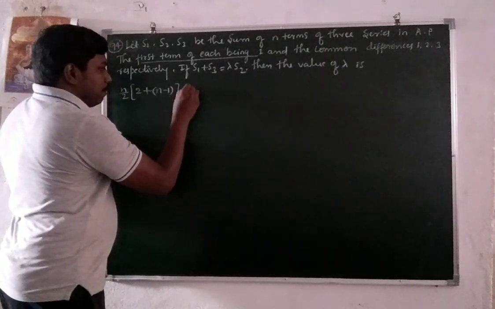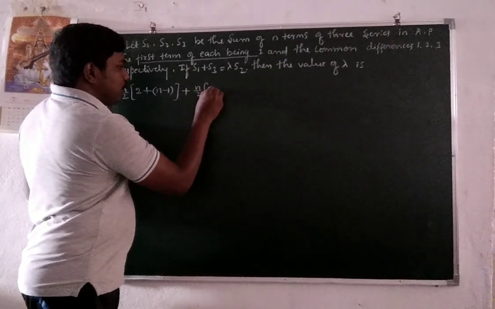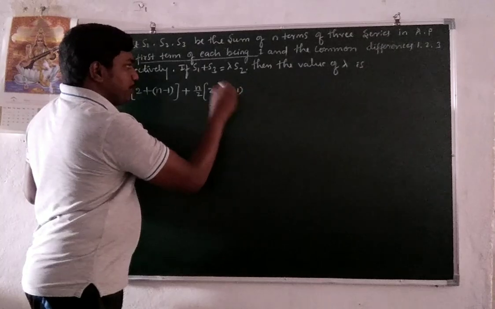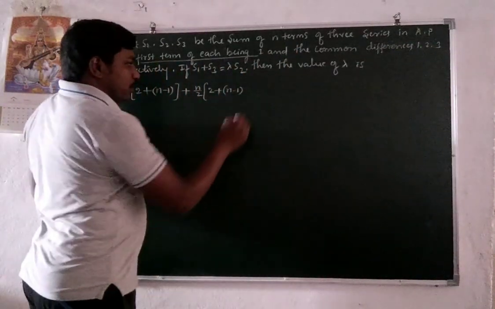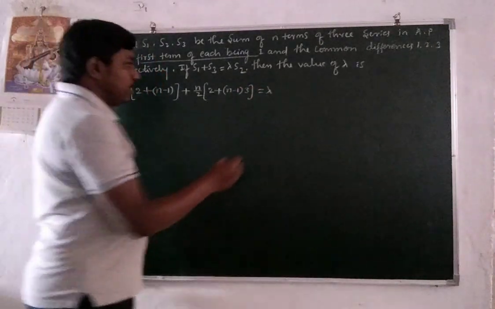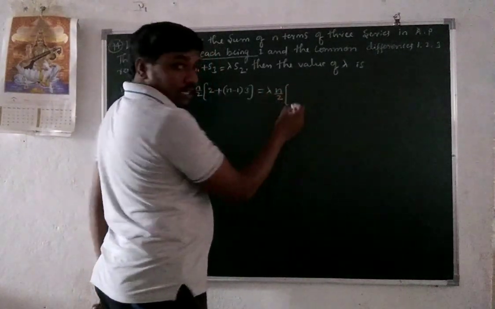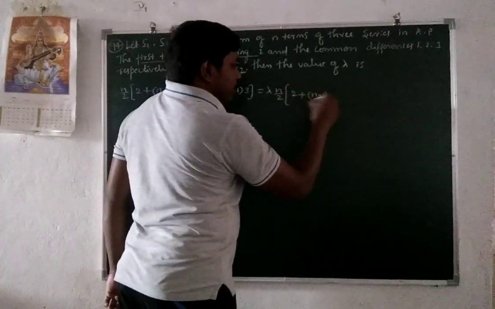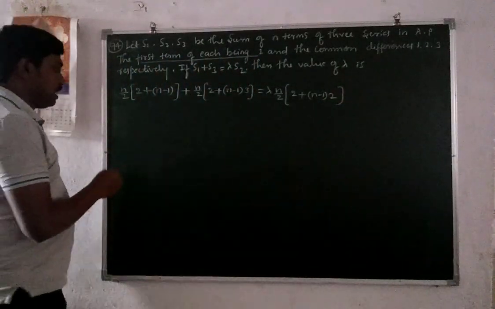Plus, what is S3? S3 is n by 2 into 2A, where A is 1, plus n minus 1 into the common difference, which is 3 for the third series, is equal to lambda into S2. What is S2? n by 2 into 2 plus n minus 1 into the common difference, which is 2. Simplified, we get the answer.